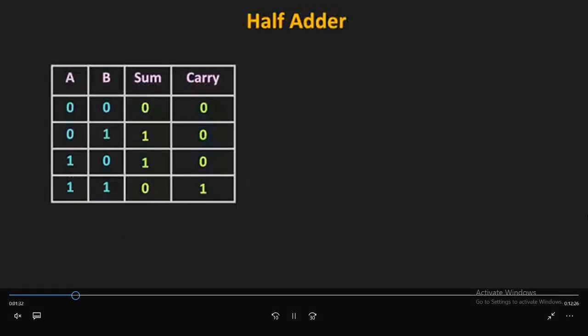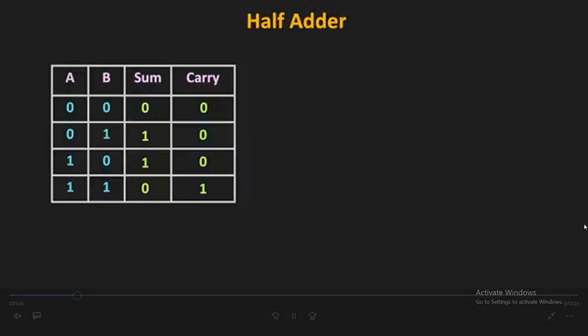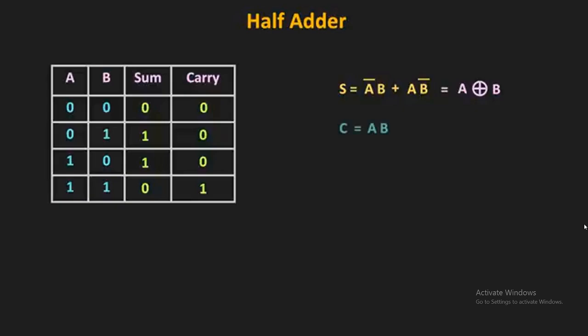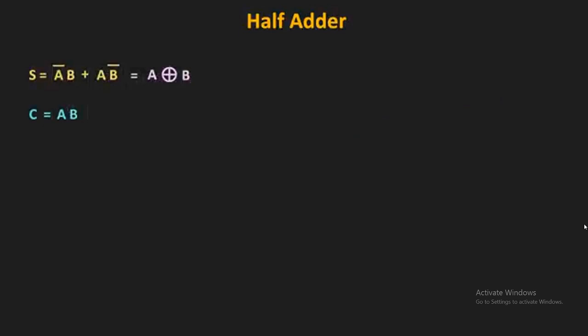So, as you can see, this sum output is equal to 1 when A is 0 and B is 1, or when A is equal to 1 and B is equal to 0. If we see the Boolean expression of this, that is the sum output, it is equal to A B bar plus A bar B, or it is equal to A XOR B. Similarly, this carry bit is equal to 1 when both A and B is equal to 1. Therefore, the Boolean expression of this carry bit is equal to A dot B. These are the Boolean expression of sum and carry.